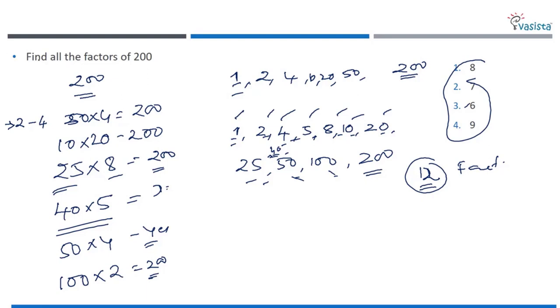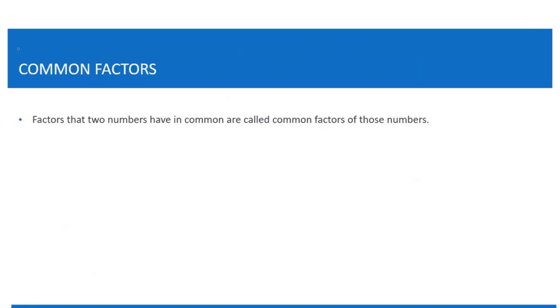So let me solve a lot of problems based on factors as well as multiples, so that you will understand. You got to know how to find the factors. Now what is a common factor? Factors that two numbers have in common are called common factors of those numbers.